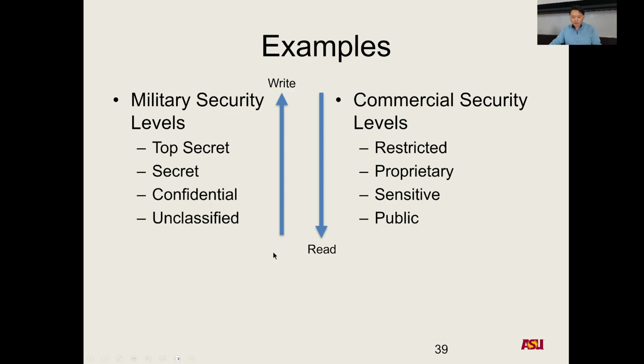So the two conditions. The first one, the SS property, is like that. I can read if my security level is at or above the object's level, right? If I have a secret level, I can read the confidential level, right? That is the first, simple security property. So we call that no read up. We can only read down, no read up.